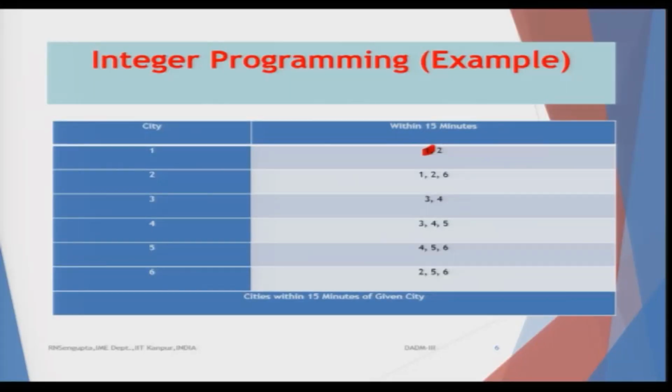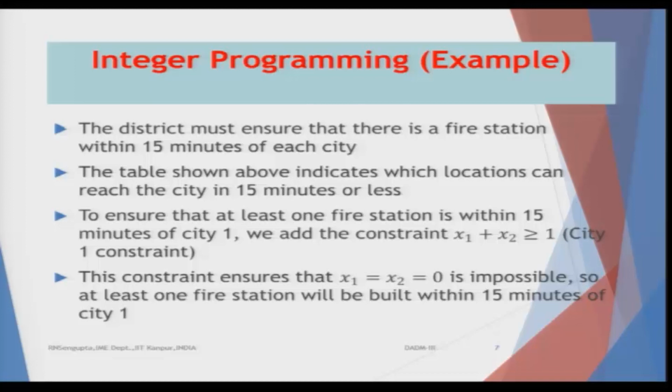So, let us see, if you have a fire station in city 1, it can cater to the needs of the emergency in city 1 plus city 2. If a fire station is in city 5, it can cater to the needs of 4, 5 obviously, and 6. Similarly, if it is in city 6, it can cater to the needs of emergency for city 2, 5 and 6. So, the table indicates which locations can be reached from that particular city in 15 minutes or less.